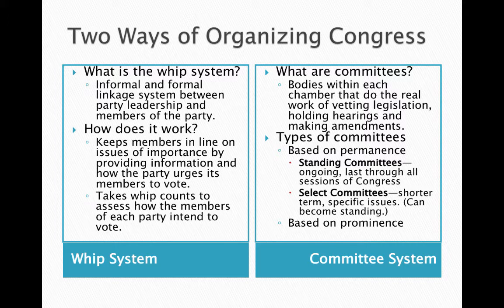So that's one way in which Congress is organized internally. Another way is the committee system. Committees are smaller bodies within each chamber that really do the real work of vetting legislation, actually marking it up, making amendments to it, and holding hearings. And you may have seen some of those hearings on TV. Certainly, if you watch C-SPAN, you'll see a lot of them.